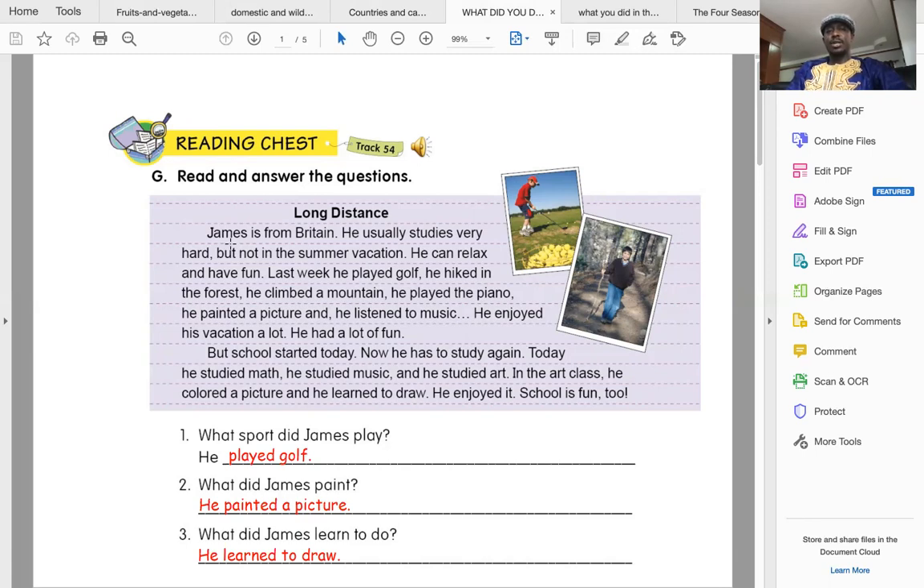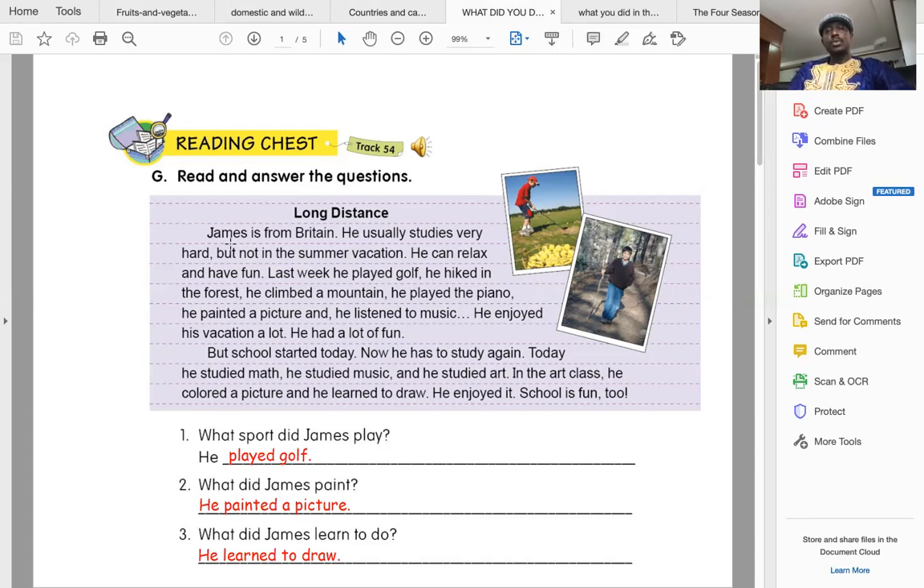He had a lot of fun, but school started today. Now he has to study again. Today he studied math, he studied music, he studied art. In the art class, he colored a picture, he learned to draw, he enjoyed his school. School is fun too. So this is our past lessons, what we did in the past. But you have to remember that we are going to use our past lessons to give the test. Okay?